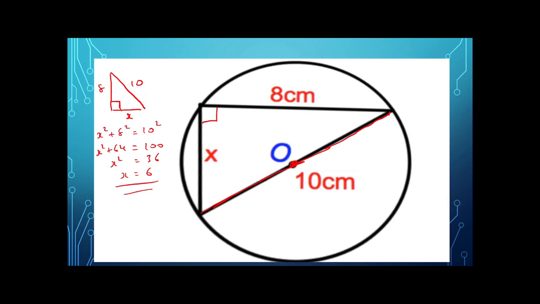Now we could have actually noticed that this was essentially a 3, 4, 5 right triangle. We've just doubled each of the lengths, so that was actually 6 and that was 8 there. So we could have recognized that was a 3, 4, 5 right triangle.